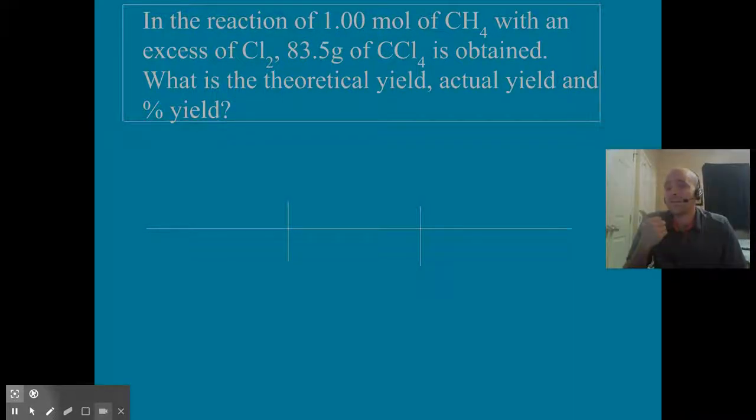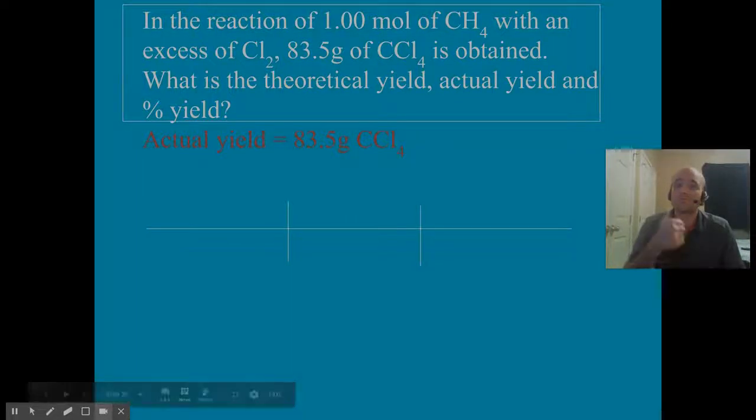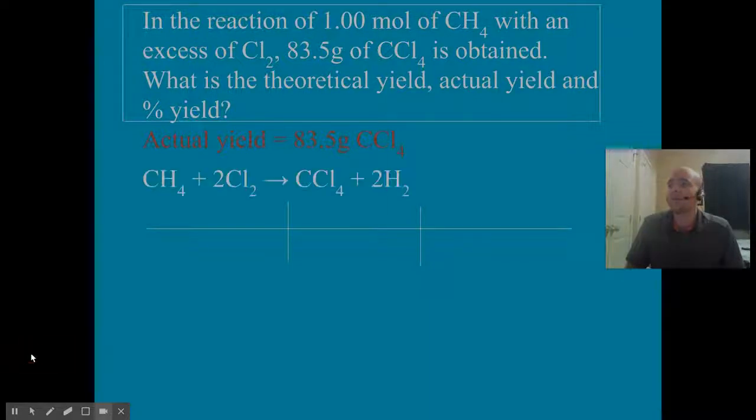What about the actual yield? Did it give you one? It sure did. The actual yield is going to be 83.5 grams. Pretty sweet, right? So it gave us one value. Now we'll find the chemical equation.